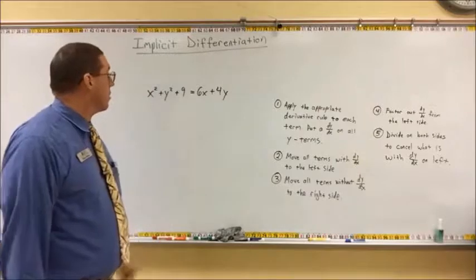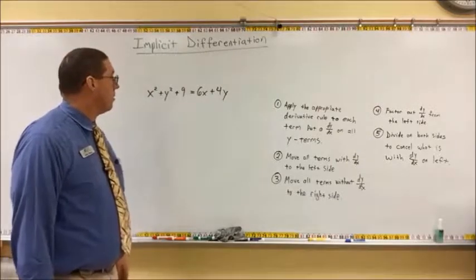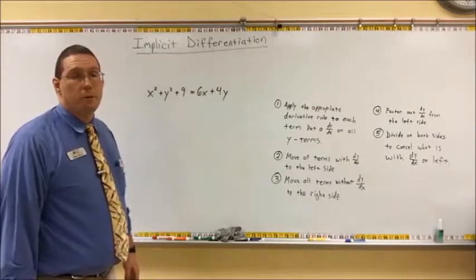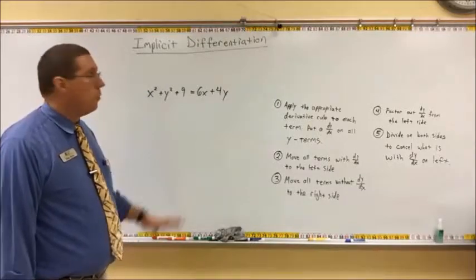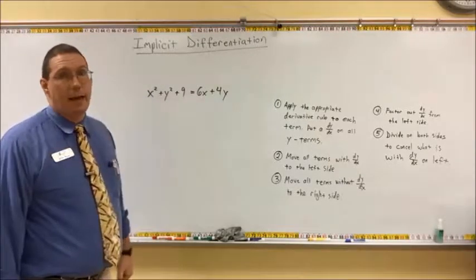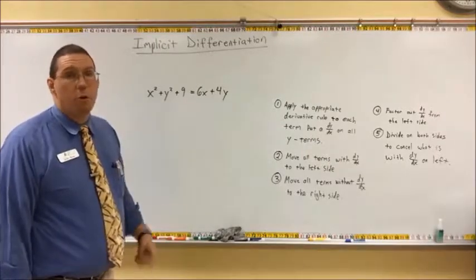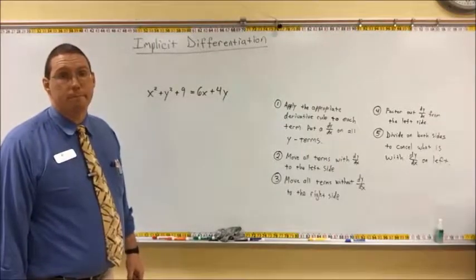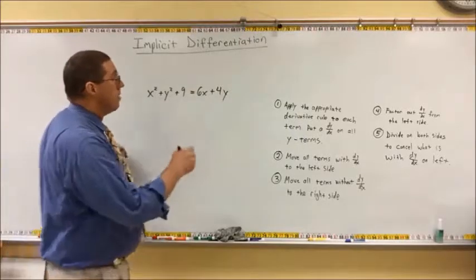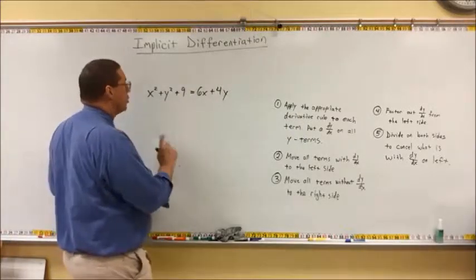Okay, so we've got this implicit equation here. It includes x squared and y squared, and we want to find dy/dx. You may want to pause this and try this procedure on your own, or you can just follow along with me. So step 1 says apply the appropriate derivative rule to each term.